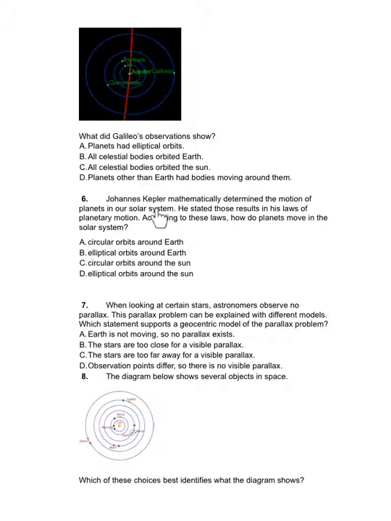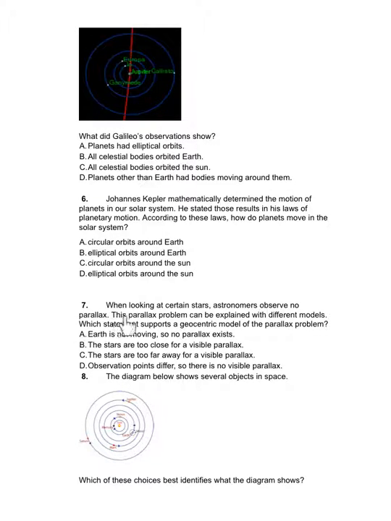Number 6. Johannes Kepler mathematically determined the motion of planets in our solar system. He stated those results in his laws of planetary motion. According to these laws, how do planets move in the solar system? A. Circular orbits around Earth. B. Elliptical orbits around Earth. C. Circular orbits around the Sun. D. Elliptical orbits around the Sun.